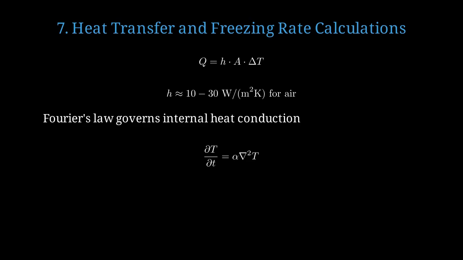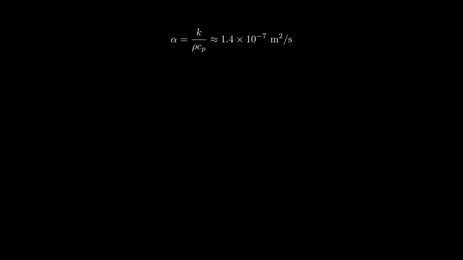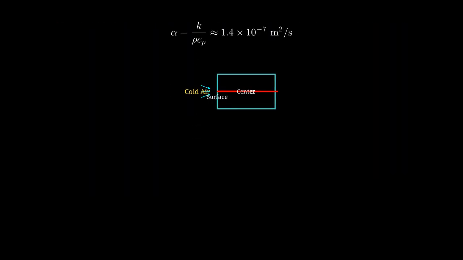The heat equation states that the time derivative of temperature equals the thermal diffusivity alpha times the Laplacian of temperature. For fish tissue, the thermal diffusivity is approximately 1.4 times 10 to the minus 7 square meters per second. Heat must transfer from the cold air through the surface and then conduct to the center. The center takes longest to reach target temperature.